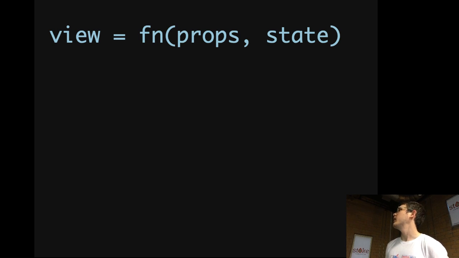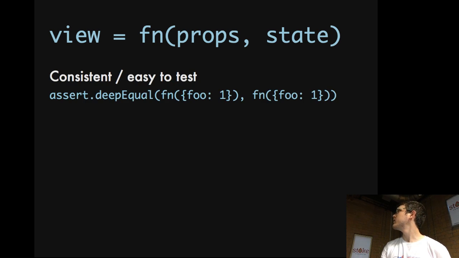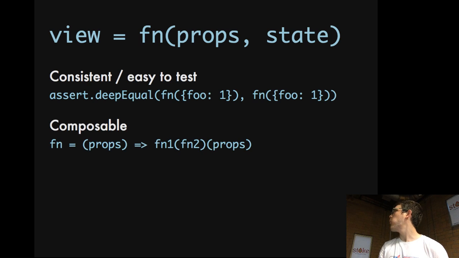We got this function called view, and this is in fact very similar to the render function in React, but this is effectively the API of a component. A component is just a function that takes props and state. It has a lot of benefits. We can compare a component in this way. We can also compose components together.